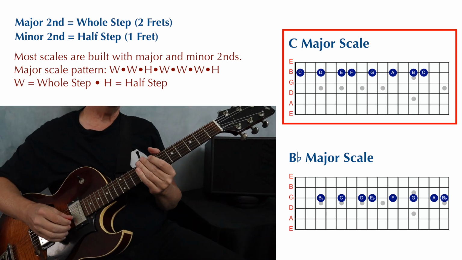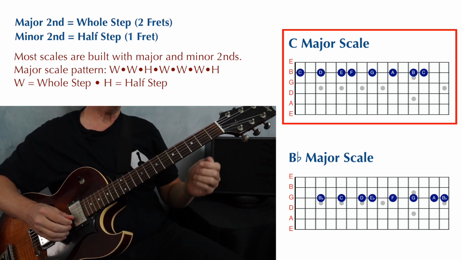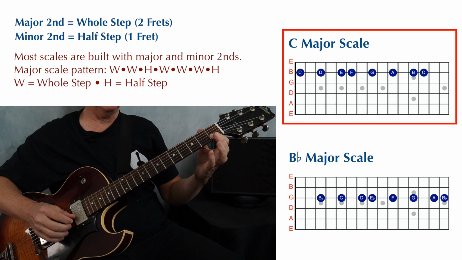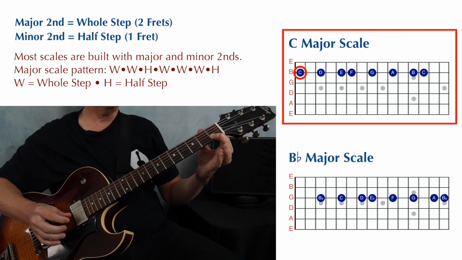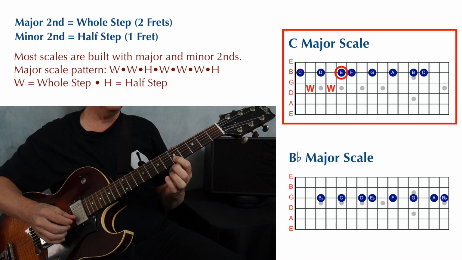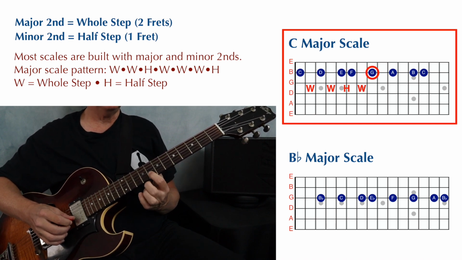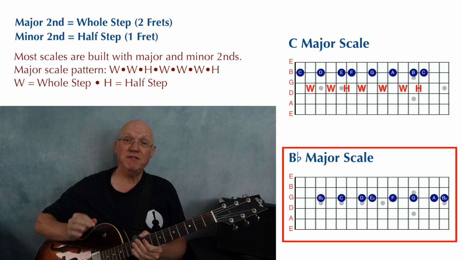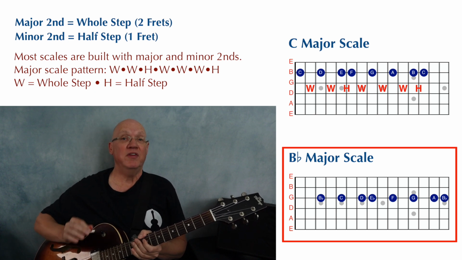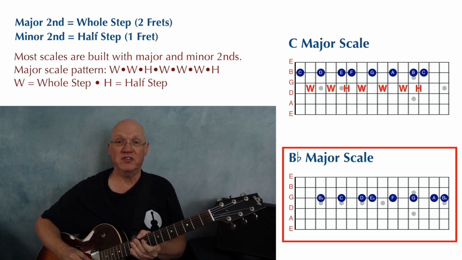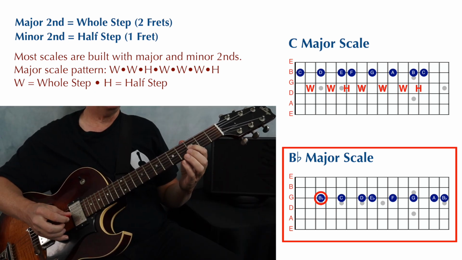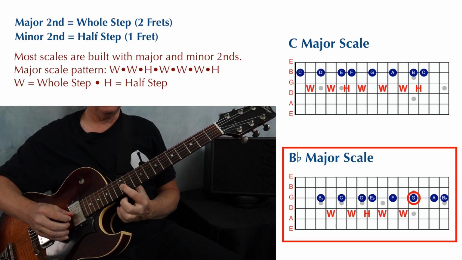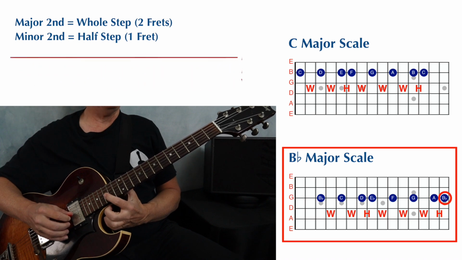Here's a C major scale laid out on one string. We begin counting the whole steps and half steps after we play the tonic, or starting note, of the scale. So there's our starting note, or our tonic. From there we count whole, whole, half, whole, whole, whole, half. And here's a B flat major scale laid out on one string. The notes are different, but the whole step, half step pattern is the same. Starting note B flat, and then whole, whole, half, whole, whole, whole, half.